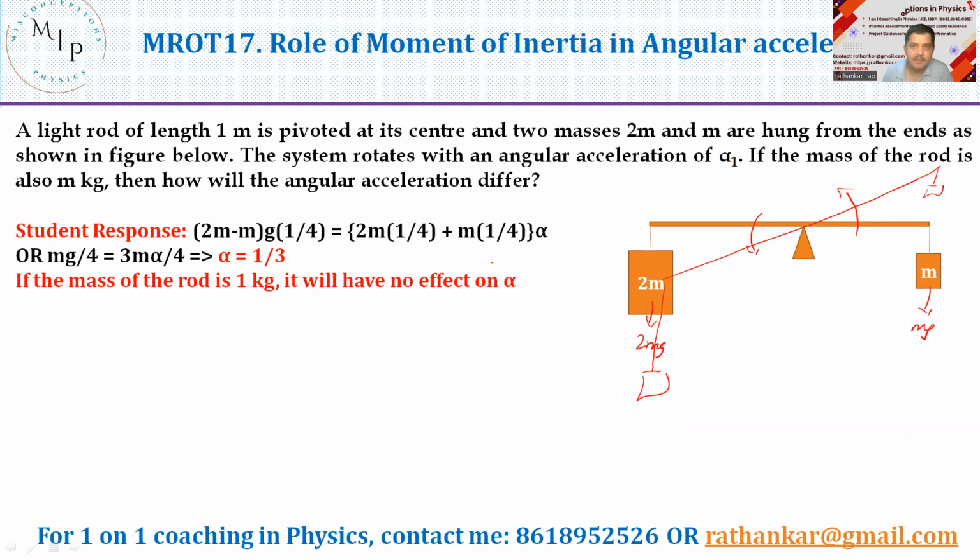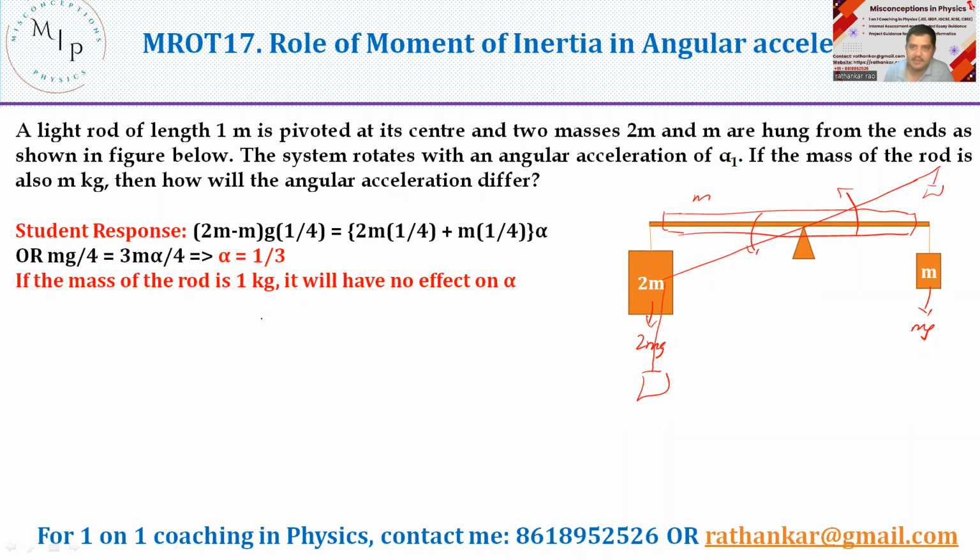Now he is asking you to find the angular acceleration alpha 1. You need not do it, but if the mass of the rod is also m kg, next he replaces this rod with another massive rod whose mass is m kg. Initially it did not have any mass, now you are replacing it with this. In that case, how does the angular acceleration differ?